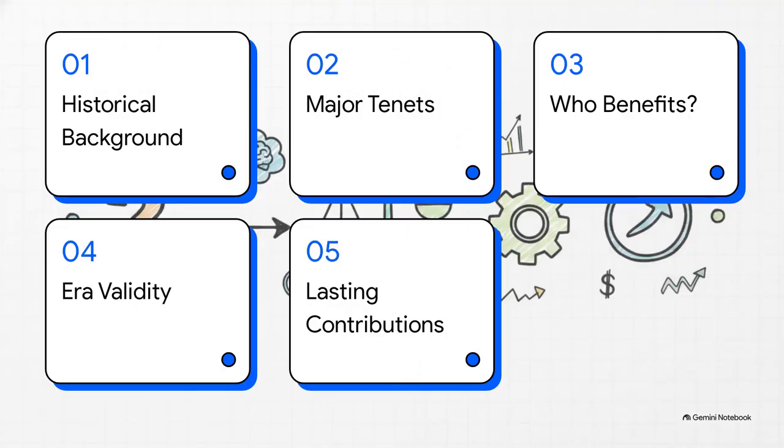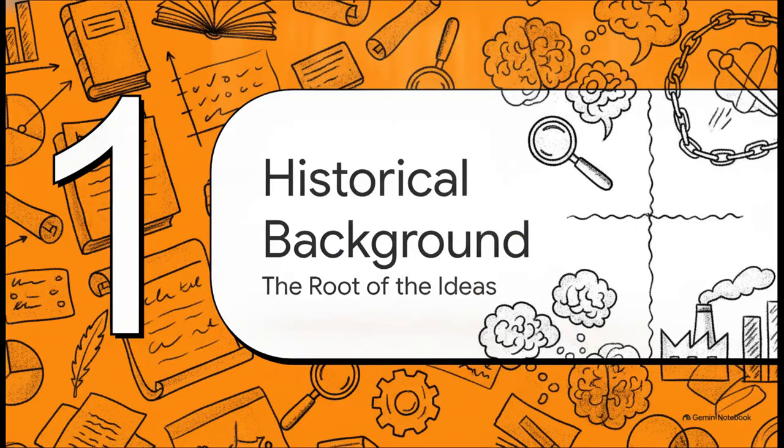So to cut through all that noise, we're going to use a specific 5-question method that gives us instant perspective on any school of thought. The 5 major questions are 1. Historical background, 2. Major tenets, 3. Who benefits, 4. Era validity, and 5. Lasting contributions. Consider this your ultimate decoder ring. Okay, let's jump straight into question number 1.